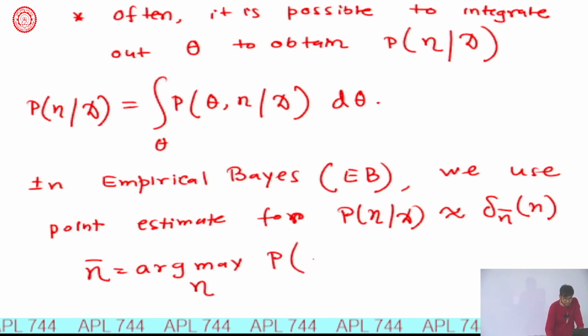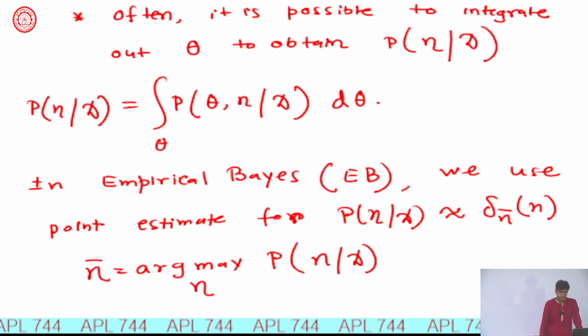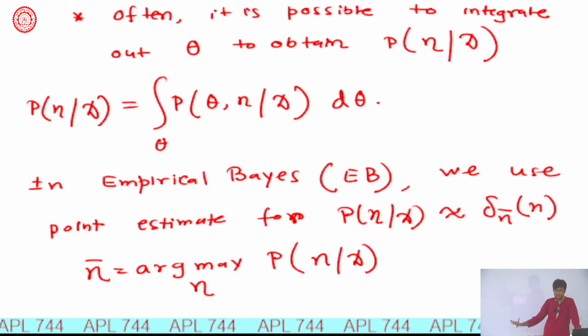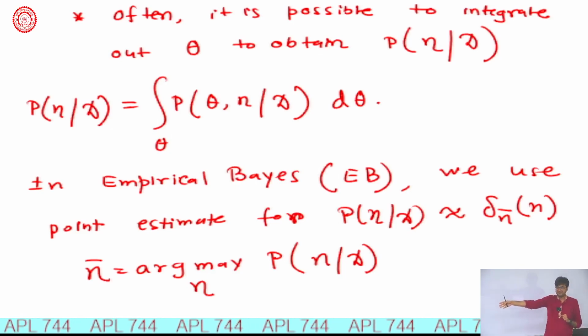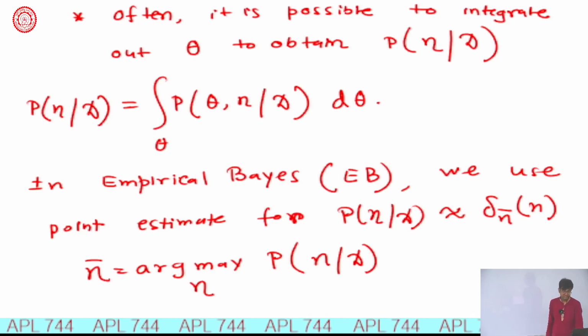Probability of eta given d. So, this is what you do in empirical Bayes. Now, I am going to claim that this is equal to MLE under certain conditions, and we call it type 2 MLE, and I will show you how.